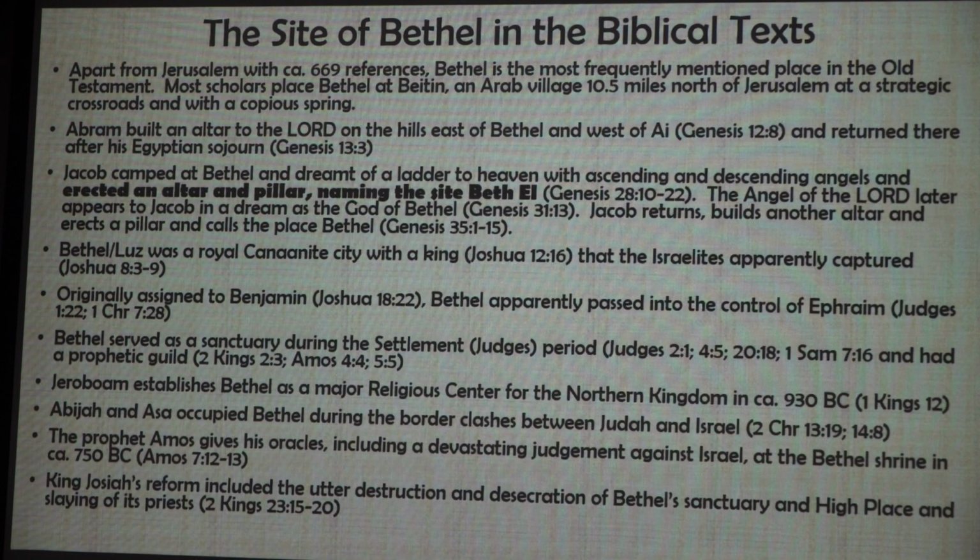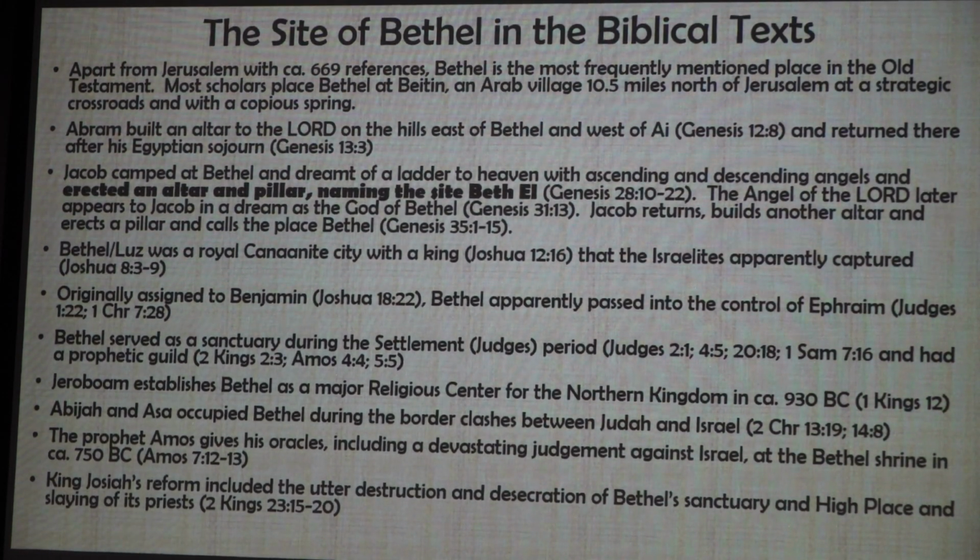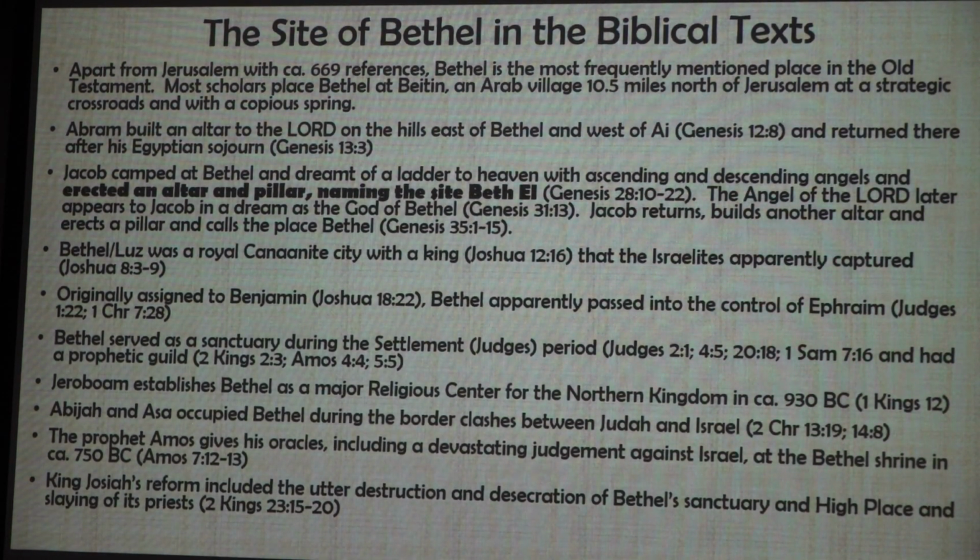Now, in the Old Testament, Abram built an altar in the hills east of Bethel, west of Ai, and returned to that site after the Egyptian sojourn. More famously, Jacob camped at Bethel and had his dream of a ladder to heaven with ascending and descending angels. He erected an altar and pillar, naming the site Beth-El, or House of God. And so Jacob returns, builds another altar, erects a pillar. So there's clearly early religious cultic activity and memory here in the early period of the patriarchs.